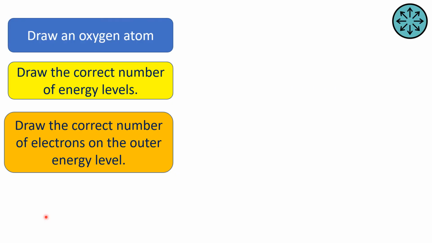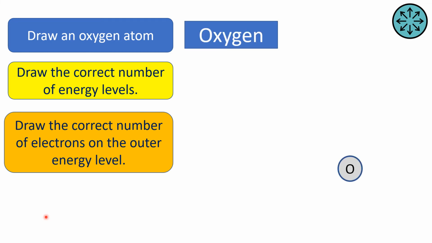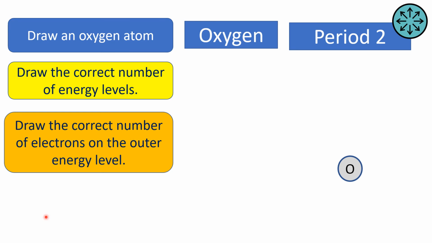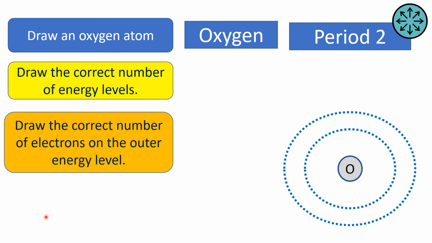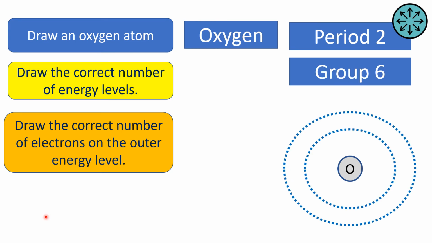You could be asked to draw something with some information. So you are asked here to draw oxygen, and you would need to do the correct number of energy levels, and you would need to draw the correct number of electrons in the outer energy level, because that's the information we've been learning about. So oxygen, there's my nucleus, is in period 2. So I draw 2 energy levels, and it is in group 6, and so I would draw 6 electrons on the outer energy level.